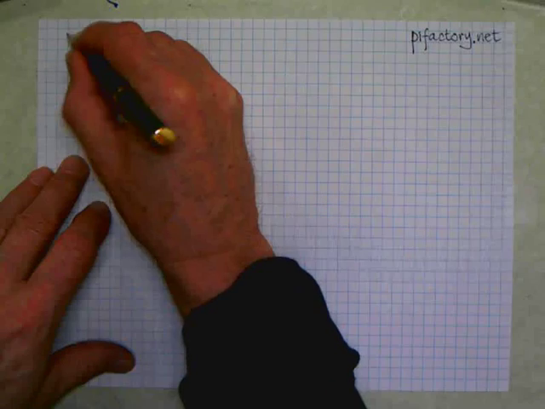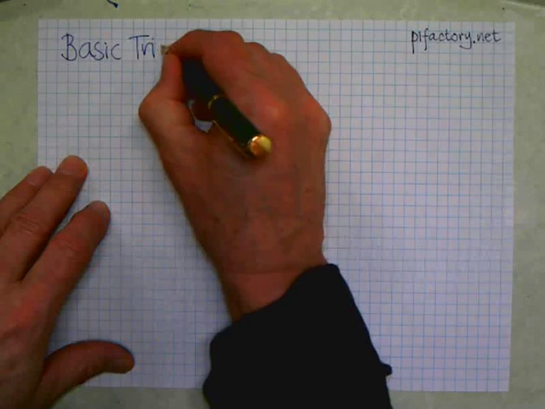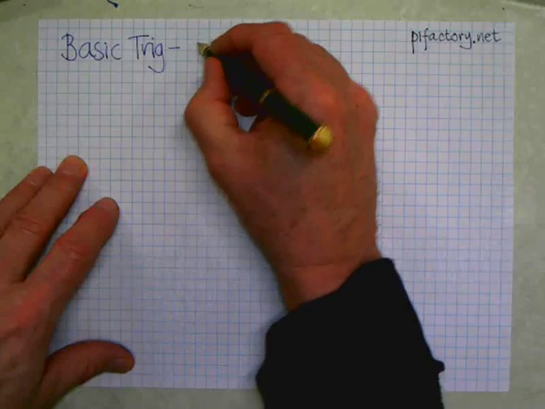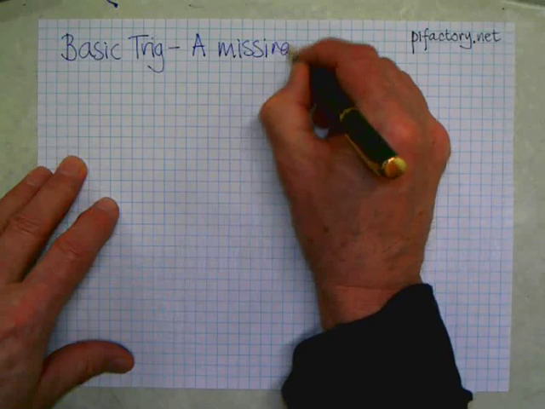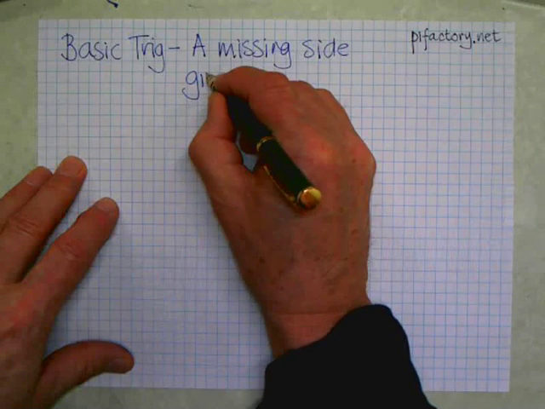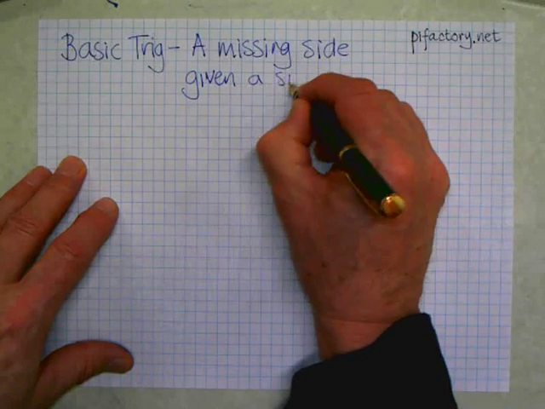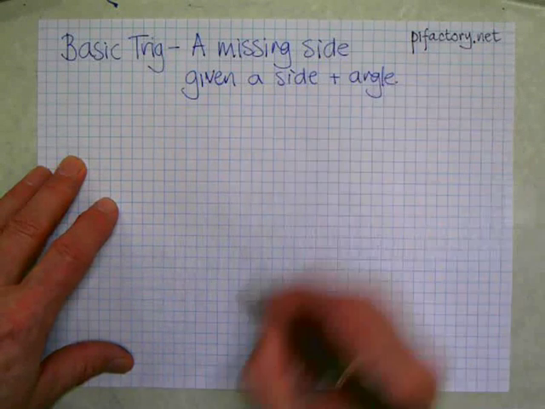Okay, we're going to do some basic trig. We're going to try and find a missing side if we're given a side plus an angle. Basic problem.